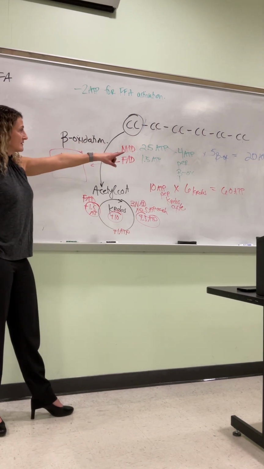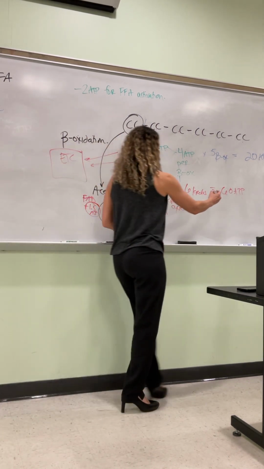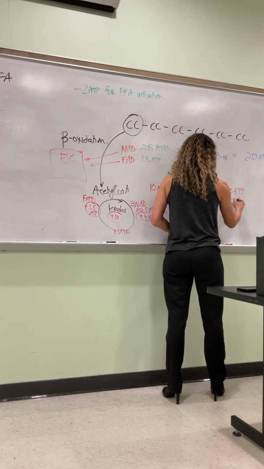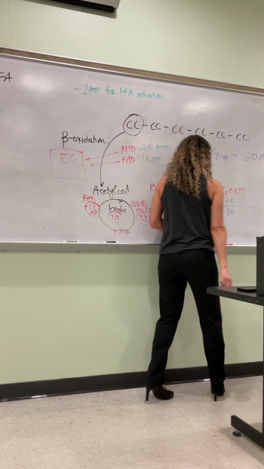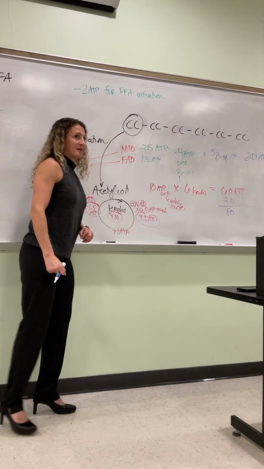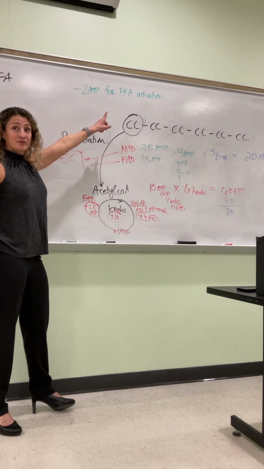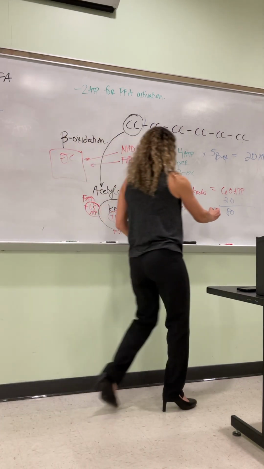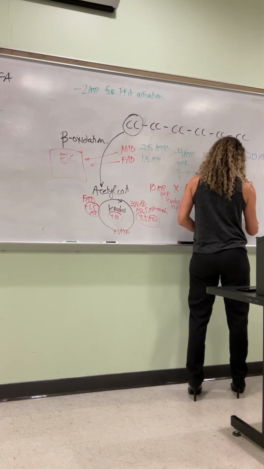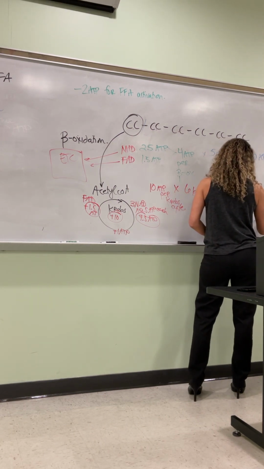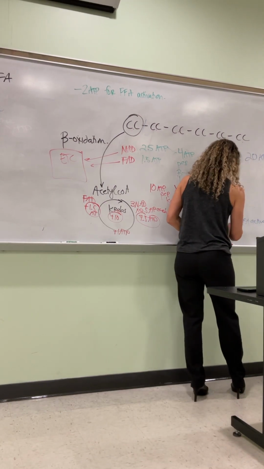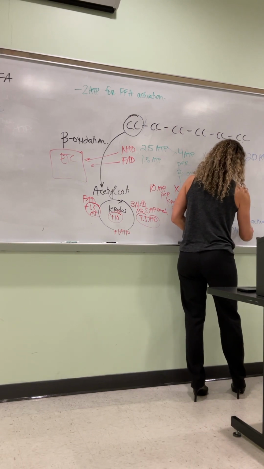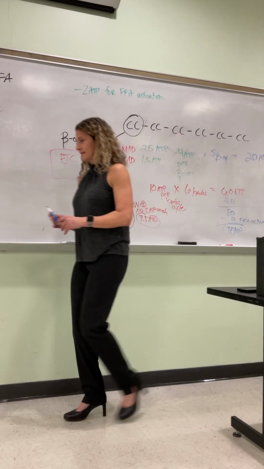Okay, so I got 20 ATP from beta oxidation. I'm going to add that to the 60. I have 80 ATP. Am I done? Nope. I have to subtract the 2. Minus 2 for the activation. 78 ATP from a 12 carbon chain fatty acid.